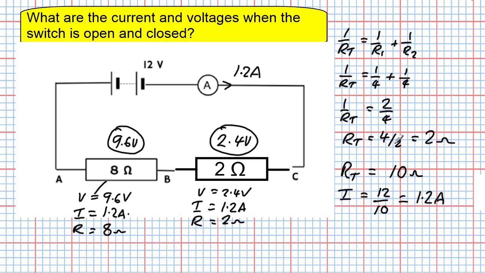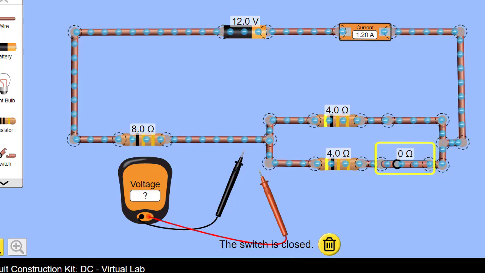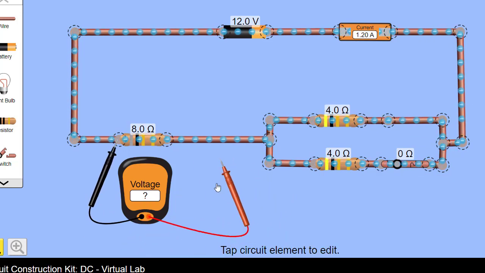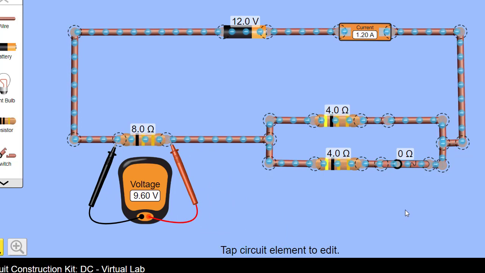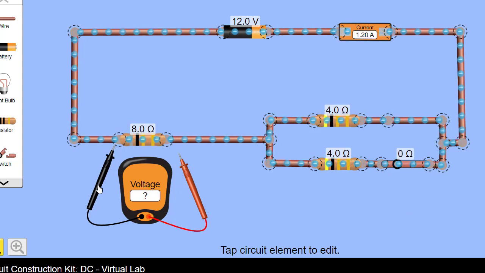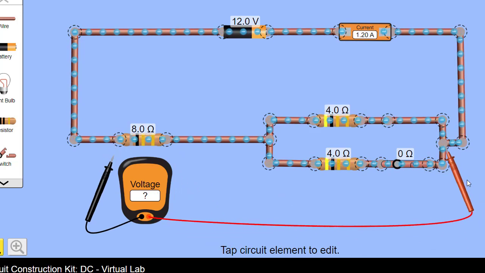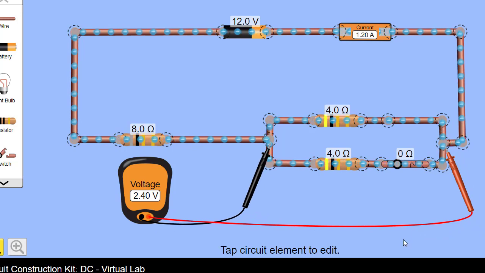Let's take a look at our PHET simulation for this circuit, and there it is there. So you can see we have an 8 ohm and 4 ohm and 4 ohm are now connected together to be a parallel circuit. The current is 1.20 amps, and our voltage, if we go and measure our voltage now across the 8 ohm resistor, that's correct, it's 9.6 volts, which should leave that 2.4 volts across the parallel part of the circuit. So we go across here, we have correctly 2.40 volts.